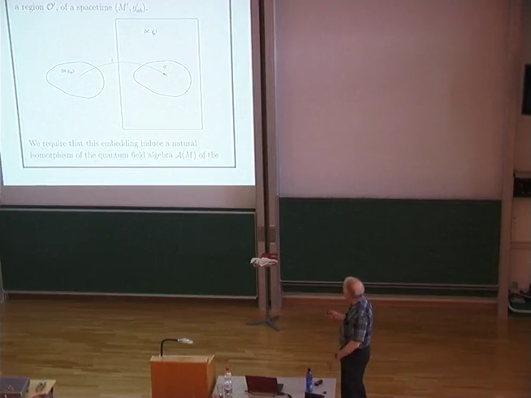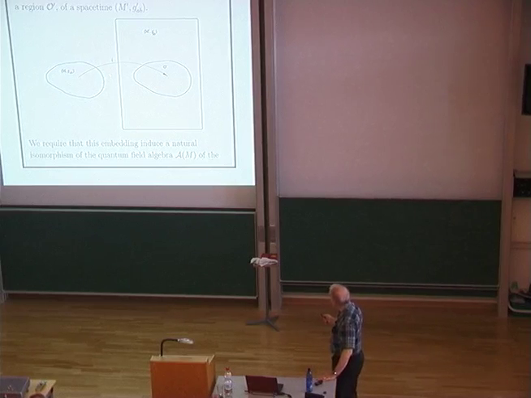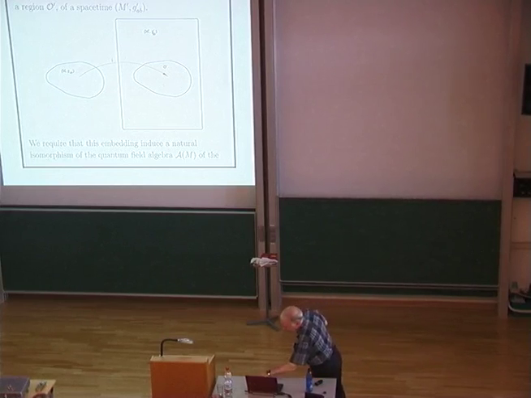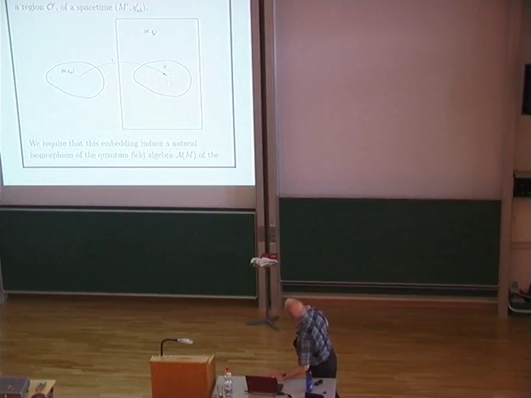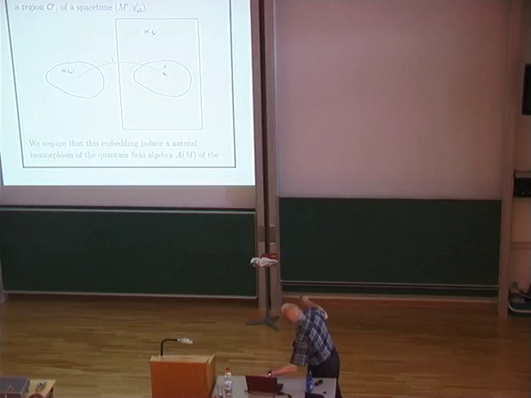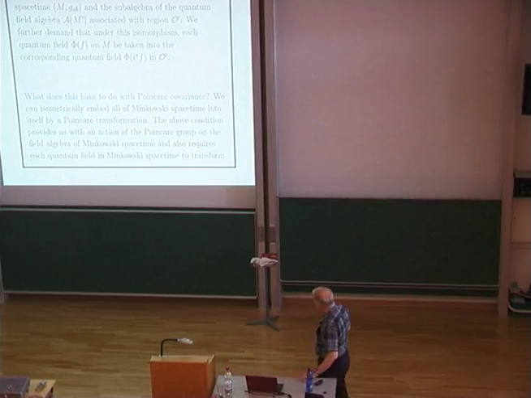But if we have a causality preserving isometric embedding, then what we want to say is that this embedding always induces a natural isomorphism of the quantum field algebra that you had here into the quantum field algebra associated with this local region here in this space-time. That's the idea that despite the fact that we've got lots more stuff going on here, the theory didn't change.